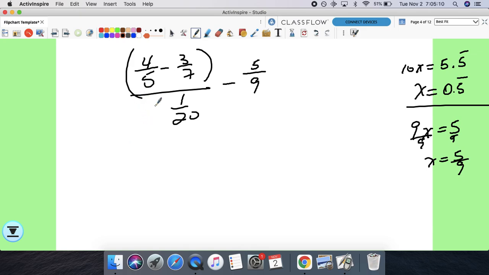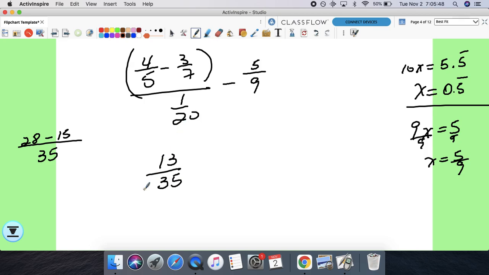Let's see if I copied correctly. All right, so on the top here, I'm going to find the LCM, which is 35. This is going to be 28, and this is going to be 15. I can write everything over one fraction. It's the same thing. Let me just take this to the side. I'm focusing on this part right here. So 28 minus 15 is 13 over 35.